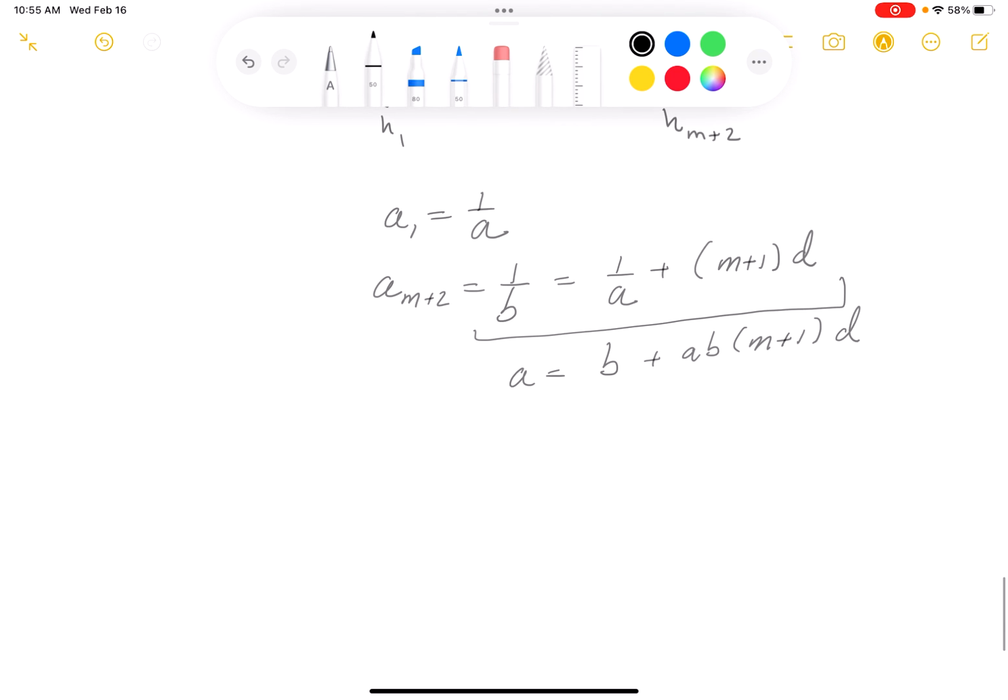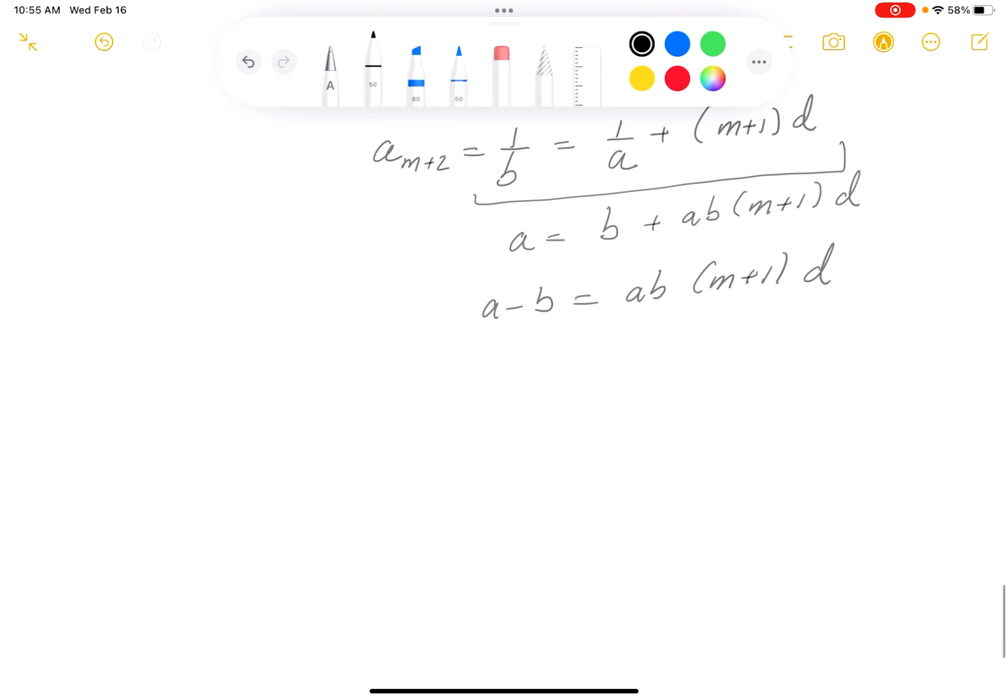Well, I'm going to write this down now. A minus B equals AB, M plus 1, D. And again, I'm trying to get D like I've always done in the past. It's more abstract now. You're going to get A minus B over AB, M plus 1. I'll put an equal sign between them. So I feel pretty comfortable about that.